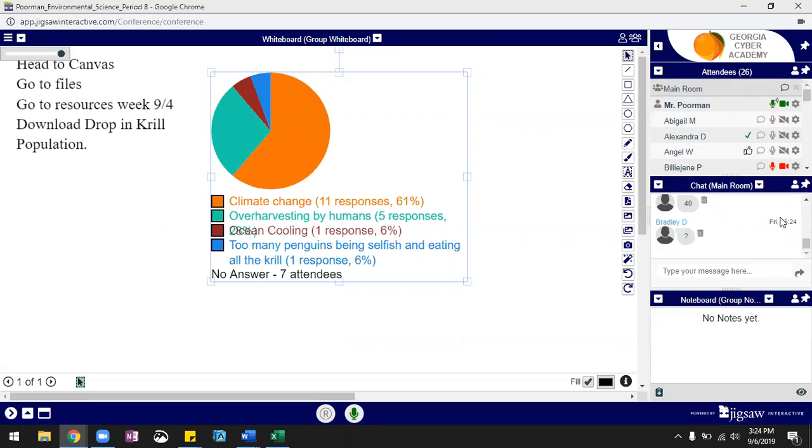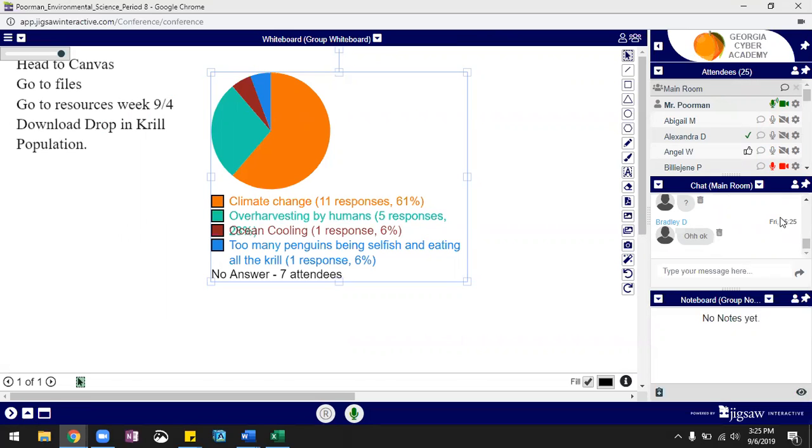Bradley, I know you spent a little bit extra time getting to the article. It is actually 80%. 80% of the population of krill have died off in the past 50 years. And that's because of climate change and over-harvesting.